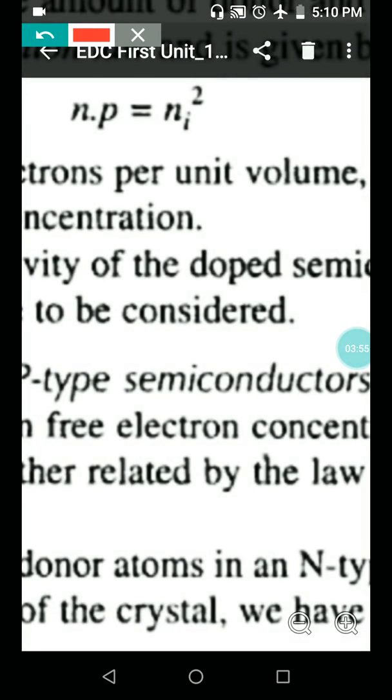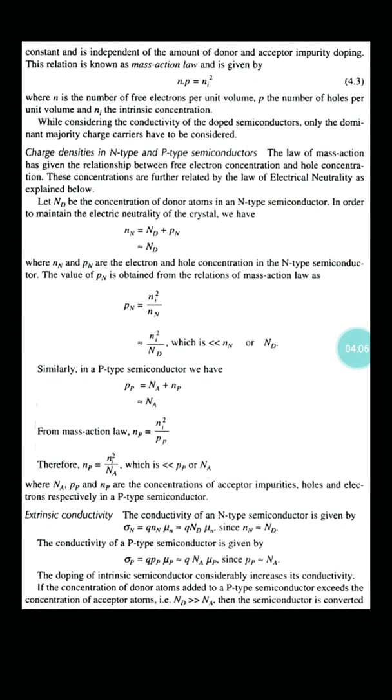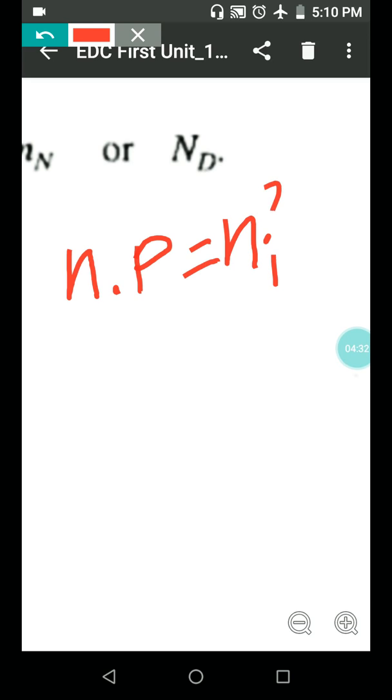I will underline this point: n dot p equals ni square. This is the mass action law equation. Based on this expression, we can look at charge densities in n-type and p-type semiconductors. First let us think about n-type. I will derive a small expression so you can understand. What does our mass action law state? n dot p is equal to ni square. This is the mass action law.